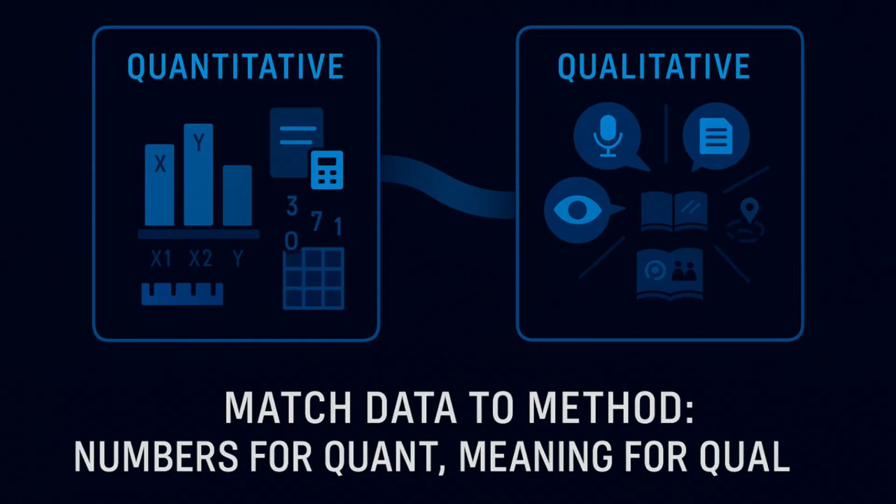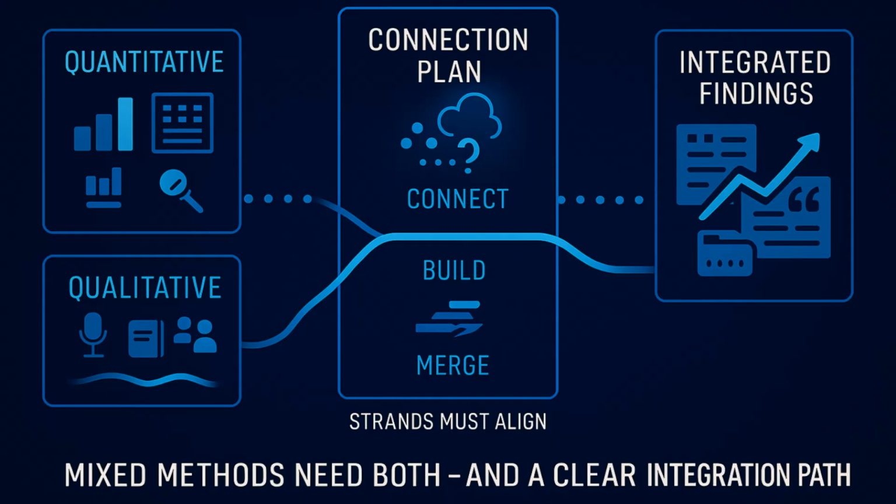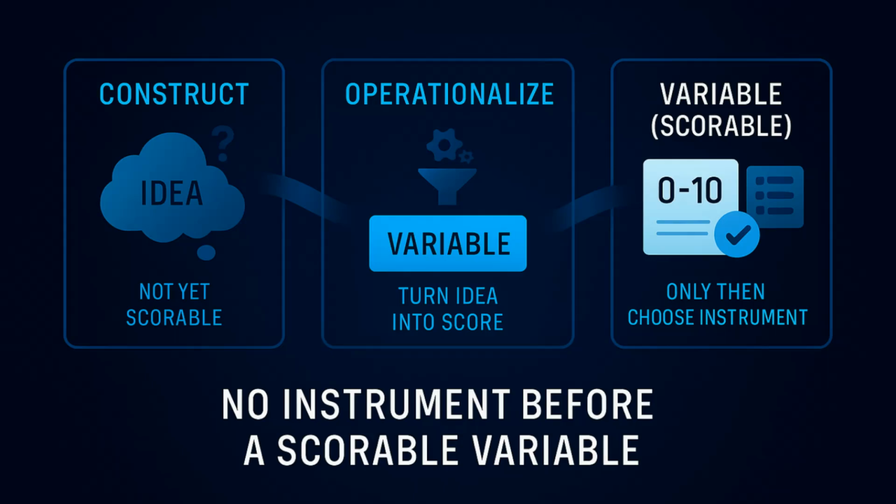If the study is quantitative, you need measurable variables and an instrument that produces numeric scores. If the study is qualitative, you need meaning-rich sources such as interviews, observations, or documents to capture lived experience, culture, story, or context. If the study is mixed methods, you need both plus a plan for how the strands will connect, build, or merge. Before you can select a quantitative instrument, you have to operationalize your constructs into variables.